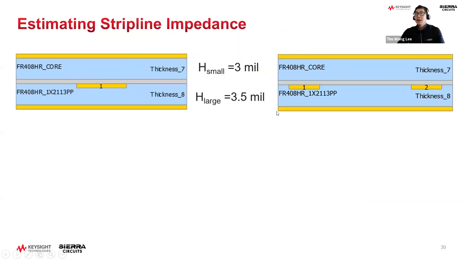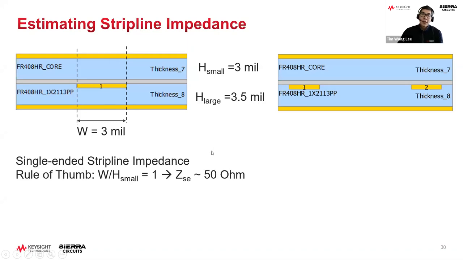Great. Now the third one is, well, how about stripline? Because you're gonna run the stripline on inner layers to avoid crosstalk for channels that are very, very sensitive to noise. Here is what we're gonna do. We have H small is 3 mils and large is 3.5. So that's the prepreg and the core, depending on what thickness you have. The trace width is 3 mils.